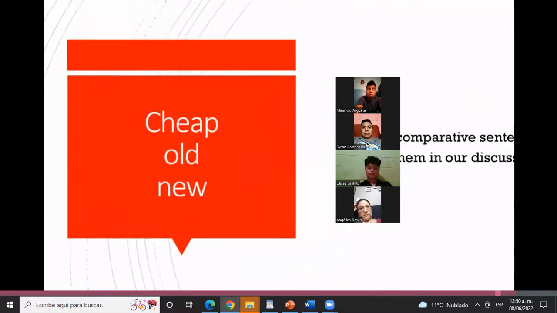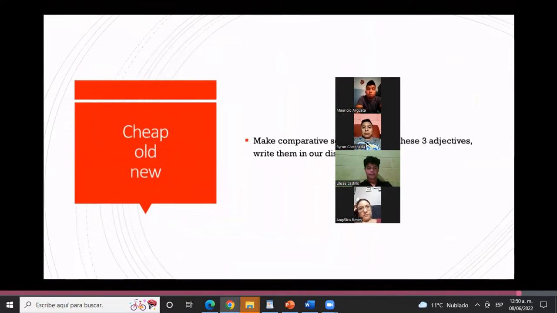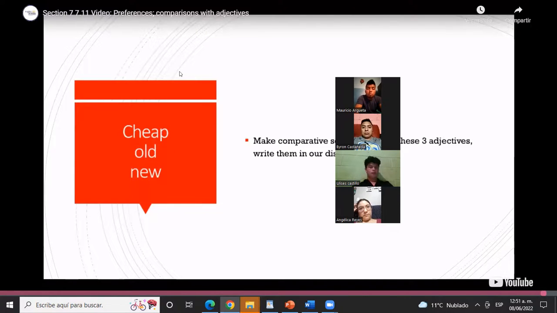I also want you to work with this. Cheap, old, and new. These are adjectives. Find out their comparative forms and make comparative sentences using these three adjectives. Write them down in our discussion box.